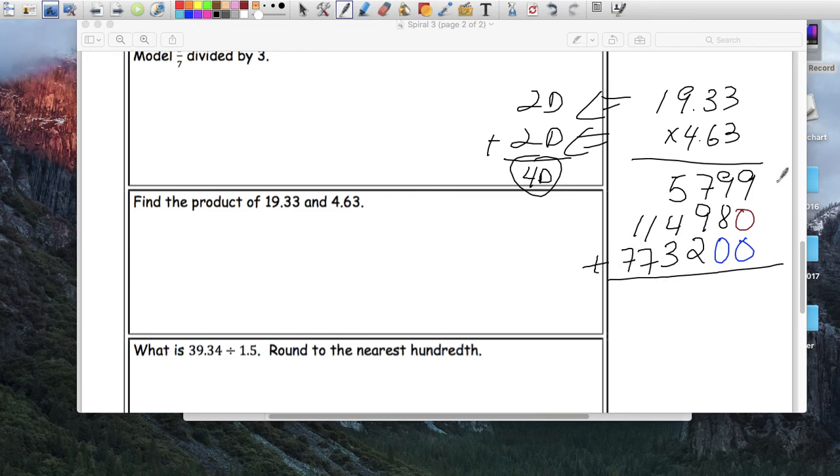That's how I would do it. So 9 and 8, 17. Carry 1, 10, 19. Carry 1 again, 13. Carry 1, 9 and 8. 4 decimal places. 1, 2, 3, 4. Start from your right side. 89.3979.